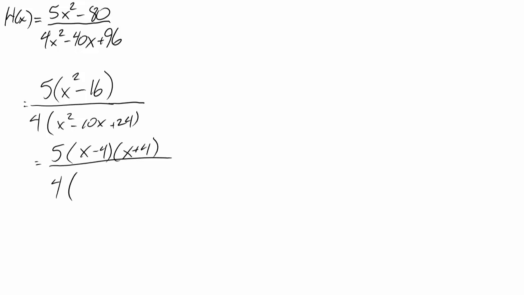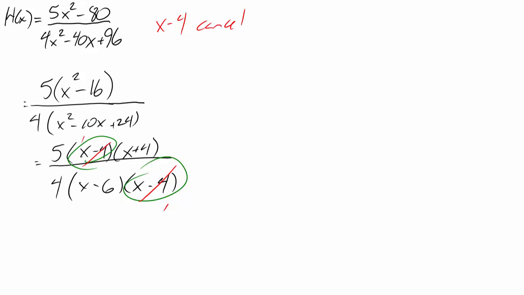over 4. And let's see, for the x squared minus 10x plus 24, the 24 being positive means they're the same sign. The 10x is negative, so they're going to be both minuses. So with 24, that'll give us x minus 6 times x minus 4. And as it happens, we have x minus 4s both the top and the bottom, so we're going to cancel those out. Right, now we want to remember that we canceled those out, because that is going to come back later when we look for holes. So after that simplification, we're left with 5 times x plus 4 over 4 times x minus 6.